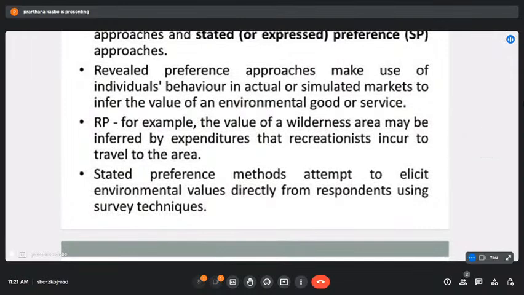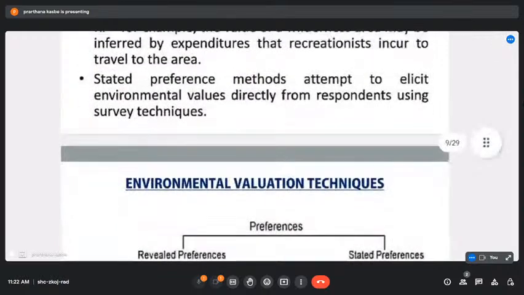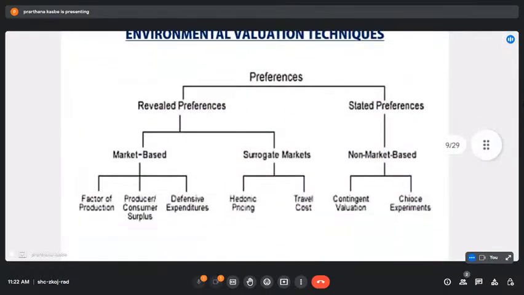Then what is meant by the stated preference method? The stated preference methods attempt to elicit environmental values directly from the respondents using survey techniques. So in stated preference, we have to use survey techniques. This is the bifurcation of the environmental valuation techniques: revealed preference and stated preference.